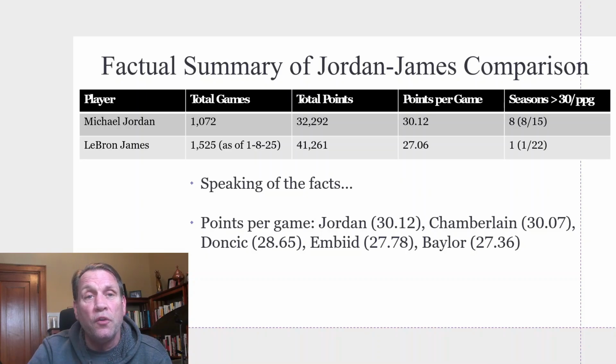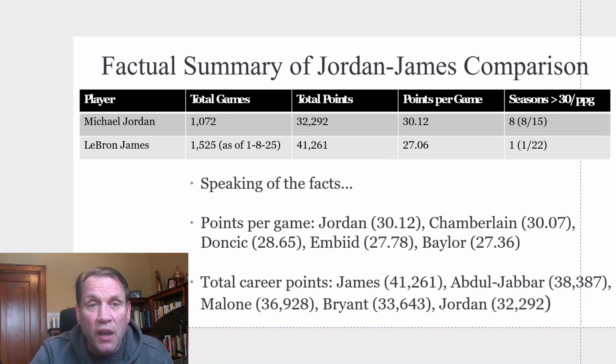He's still number one at 30.12 points per game, followed very closely by Wilt Chamberlain at 30.07 points per game. Then Luka Doncic at 28.65, a contemporary player, and another contemporary player, Joel Embiid, at 27.78. And then in fifth place, you'd find Elgin Baylor at 27.36, and LeBron James would actually be number seven by this particular measure.